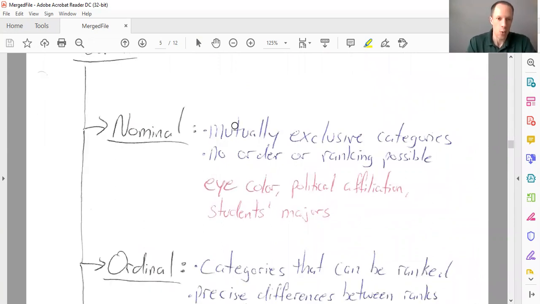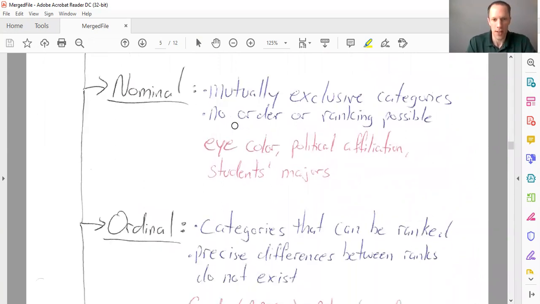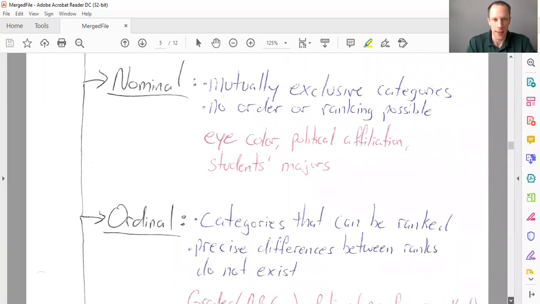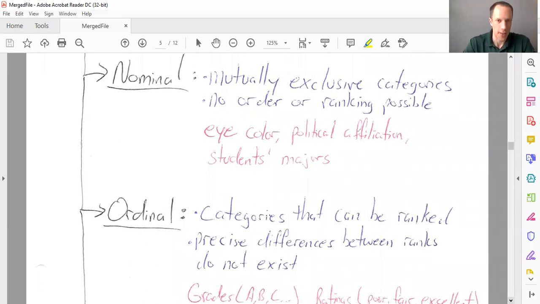Nominal data and ordinal data, for the most part, these are going to be qualitative data. Now, nominal data, we would say, are mutually exclusive categories where no order or ranking is possible. So that means you really can't sort this data in any kind of meaningful way.